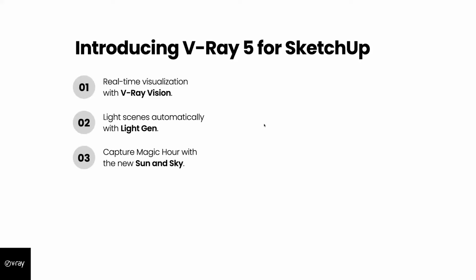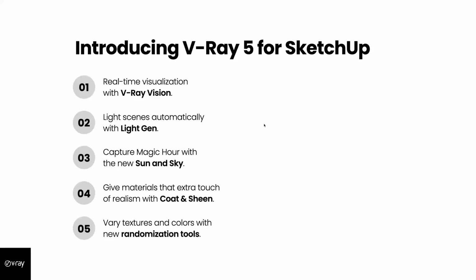We've made some improvements to the new sun and sky system that works especially well at sunrise and sunset. And we've added some new layers to the V-Ray material that give you an extra touch of realism. We've also added some randomization controls to textures and colors that help you make your textures look even more real. When you're trying to do some renderings that have outlines on them, we've made that extremely simple with the global contours override.